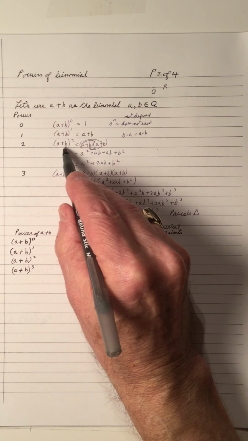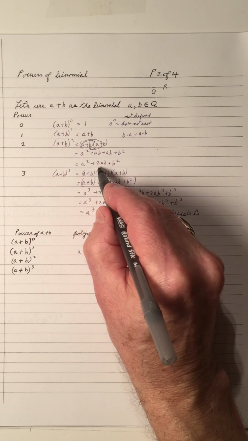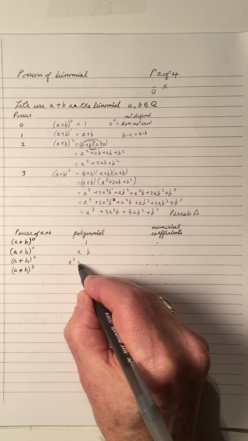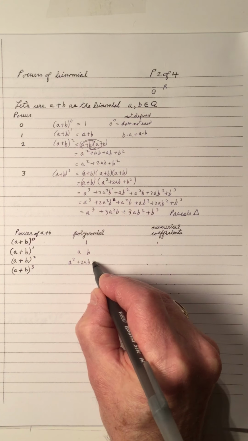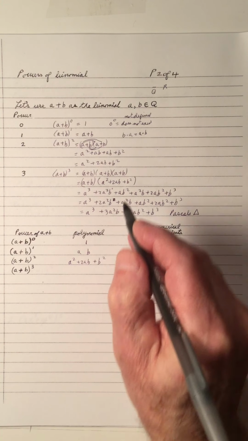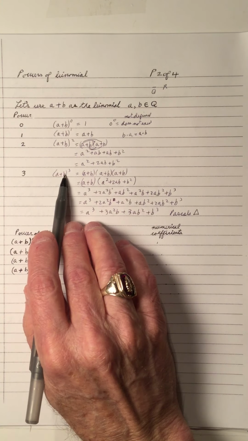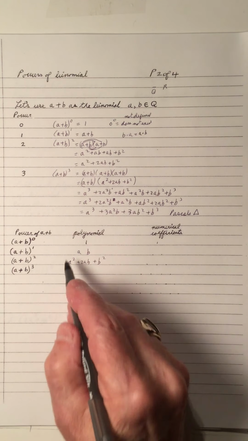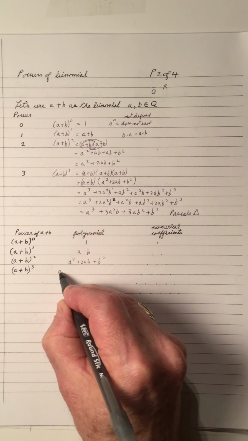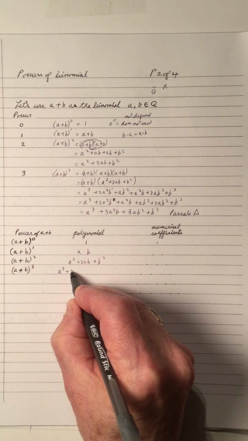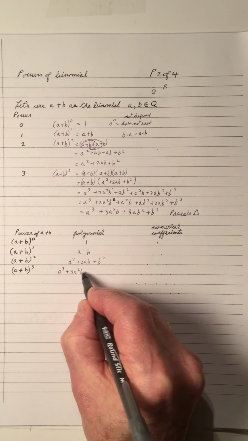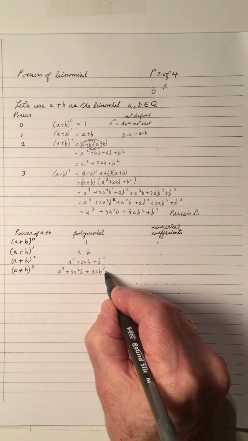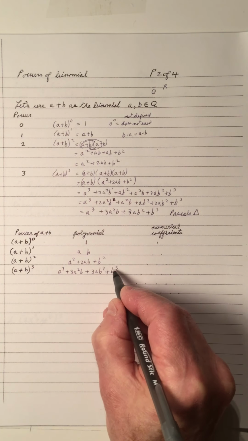If we take it to the second power, we got a squared plus 2ab plus b squared. And when we did the cube, I'm going to write down all these now, right through here. So that's a move over a bit. A cubed plus 3a squared b plus 3ab squared plus b cubed.